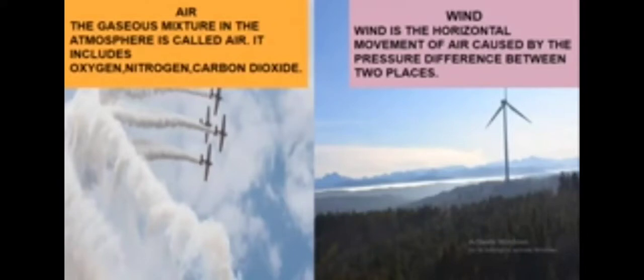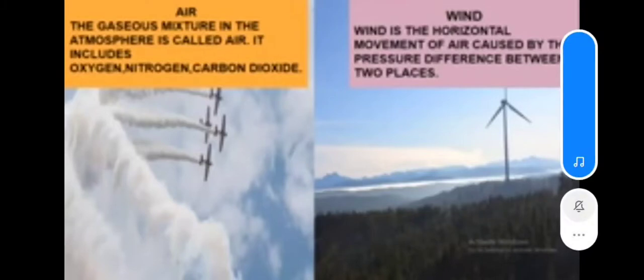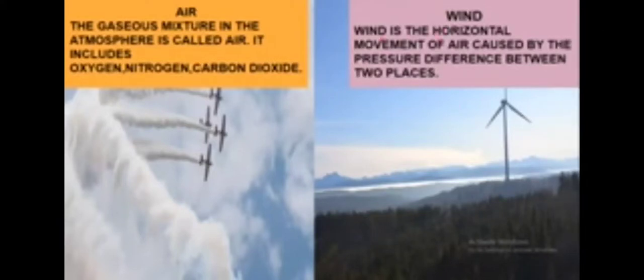Now, what do you mean by difference in air pressure? Yes, in one place, for example, the pressure is something like 1020, and in the other place, the pressure is something like 1040 millibars. So now what is the difference between them? 20 millibars is the difference. So that is the difference between the air pressure. Now, why is this happening? Wind is the horizontal movement of air caused by the pressure difference. Because of this pressure difference, the wind is created over there.